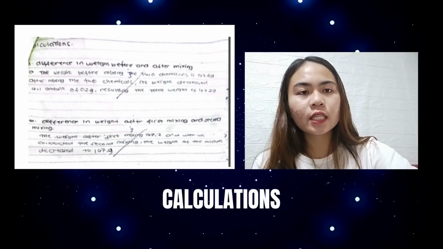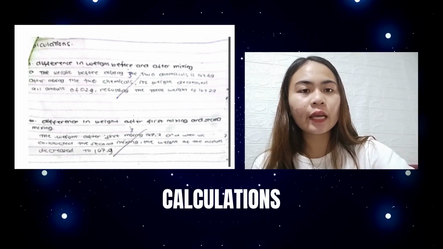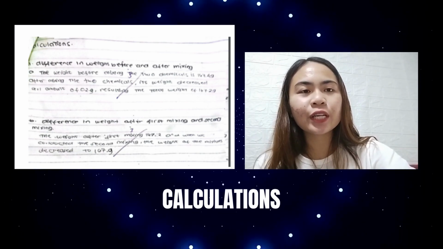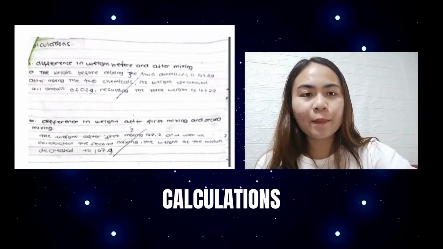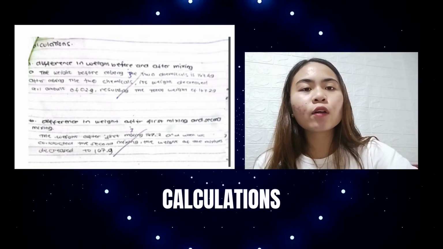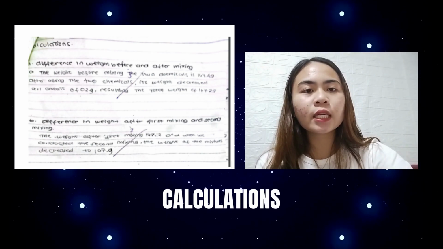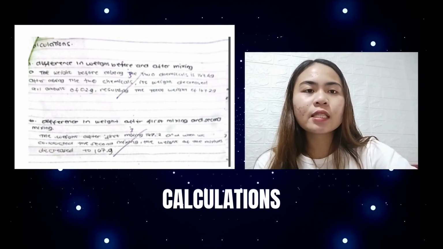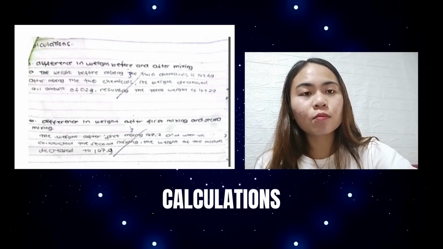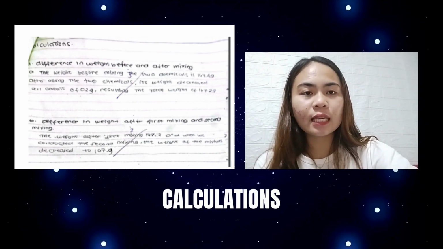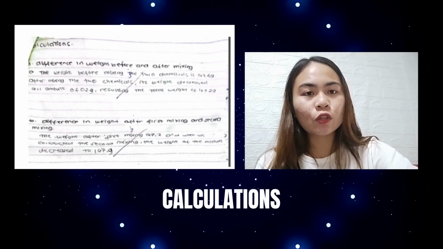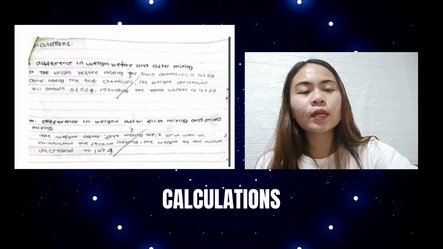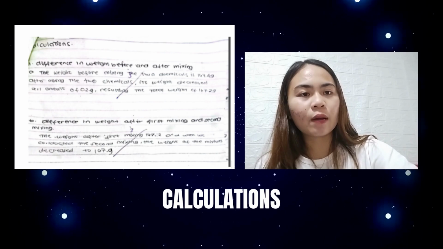For the calculations of the difference in weight before and after mixing, the weight before mixing the two chemicals is 167.49 grams. After mixing the two chemicals, its weight decreased by an amount of 0.2 grams, resulting in a total weight of 167.29. So the difference in weight after first mixing and second mixing: the weight after first mixing is 167.2 grams, and when we conducted the second mixing, the weight of the mixture changed to 167.9 grams.